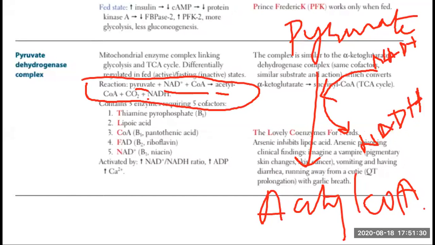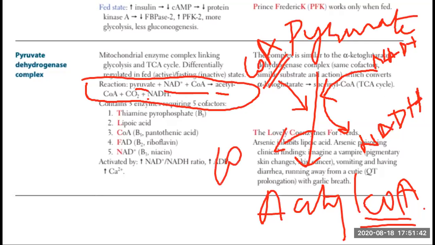Okay, NAD is converting into NADH. You are also giving coenzyme A, which is added to the acetyl group, and in return carbon dioxide is released. So this is a step. This is a whole step. This is the reaction going on.